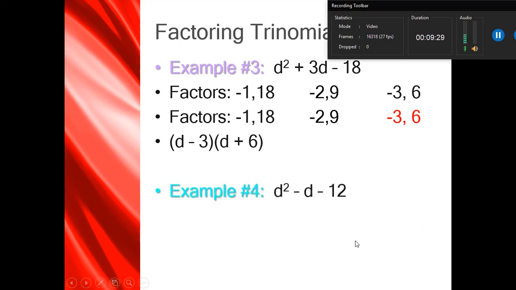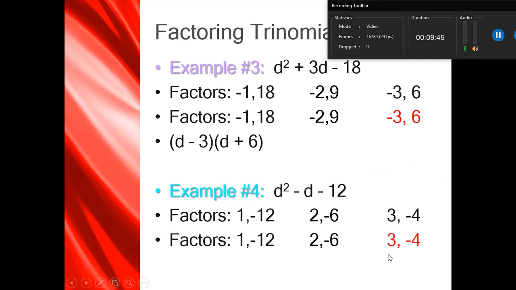For number 4, again, c is negative. That tells me I have 1 positive and 1 negative factor. So I'm going to make a list. We want this factor group that adds up to negative 1. So positive 3 and negative 4 will do that. And when we write our 2 quantities, both of them will start with d.